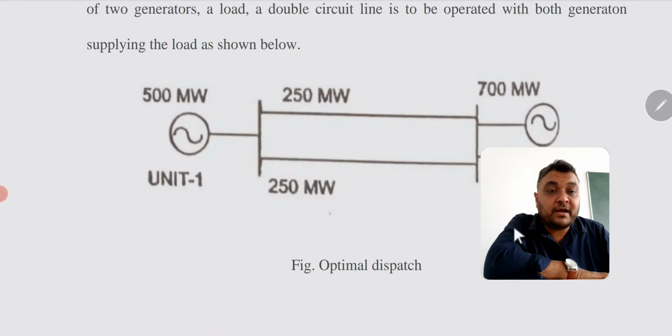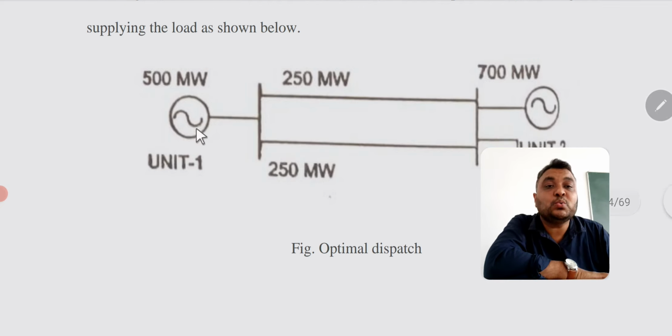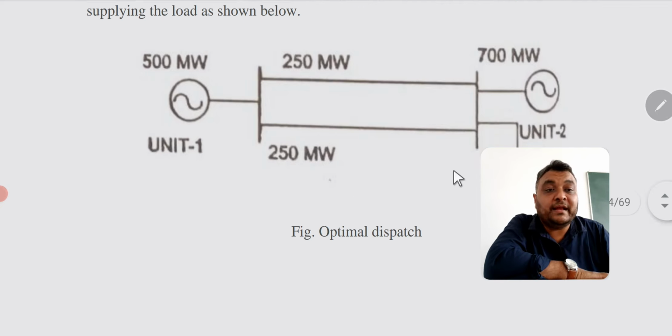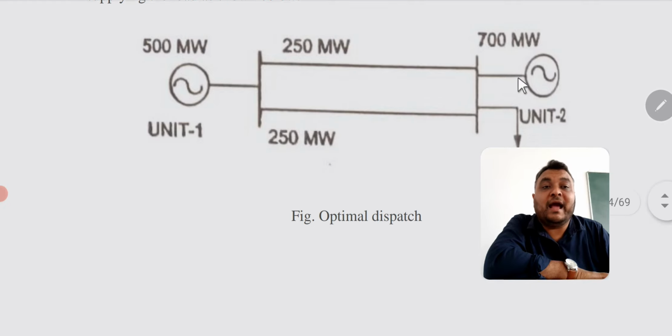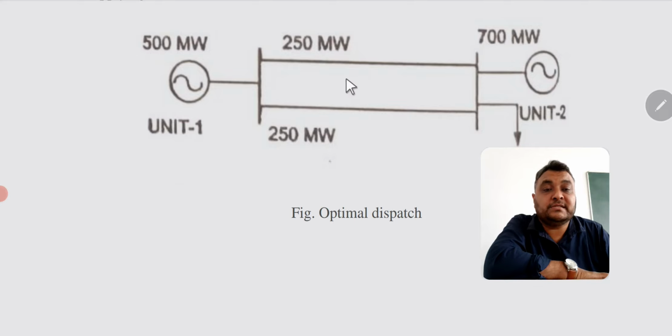Now in this figure you can see there are two generators. One generator has a 500 megawatt rating and the other is producing 700 megawatt. There is a transmission line connected between two buses. So two generators are connected at two buses, one with a rating of 500 megawatt and one with a rating of 700 megawatt, and each transmission line over here carries 250 megawatt of load.